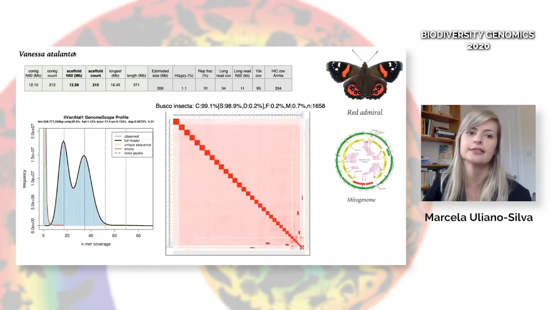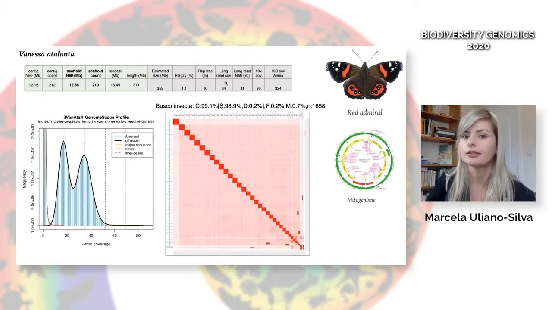So here you see Vanessa atalanta, the red admiral butterfly genome. I will walk you through the slide. Here in gray, you see the genome composition plotted, calculated with k-mers. You can do this with the PacBio HiFi or Illumina. Here you can see that the estimated genome size of Vanessa atalanta is 359 million base pairs. Heterozygosity is 1.1%. And in this case, we had 34 times coverage of the long read data.